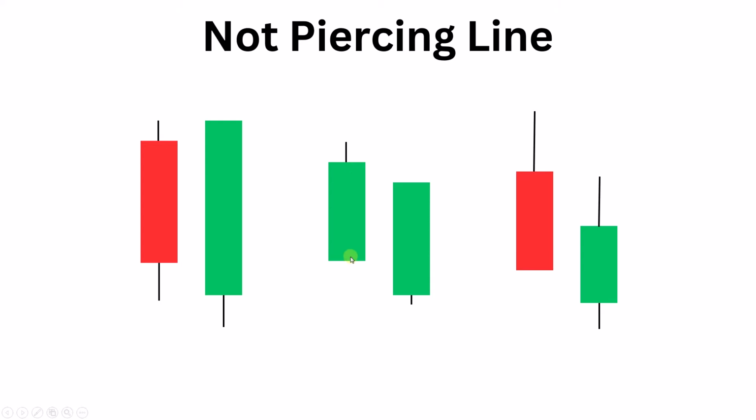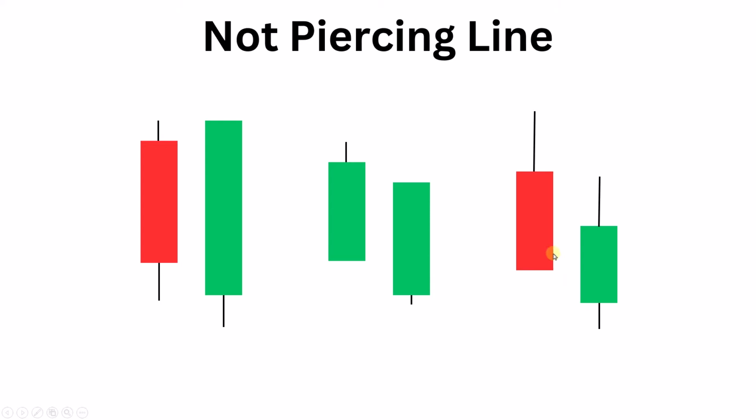Here we want the first candle to be a red candle and then we want a green candle. This green candle is satisfying all the conditions. It has opened below the low of this candle and it has closed above the midpoint of this candle. So everything is fine, but we do not have a red candle here and so this is not considered a piercing line pattern.